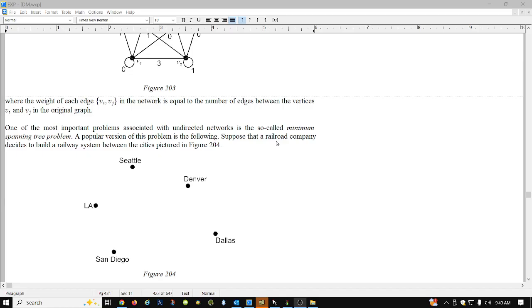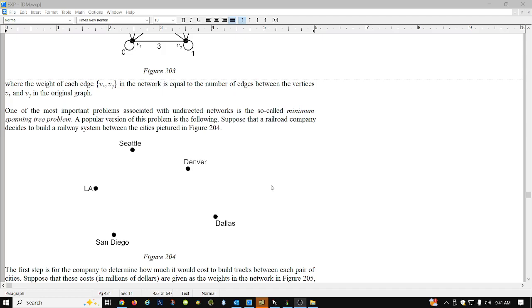One of the most important problems associated with undirected networks is what is called the minimum spanning tree problem. And a popular version of this problem goes like the following. Here is a collection of cities, and suppose that a railroad company wants to build a railway system between the cities. This would apply in other circumstances too. Could be airlines, could be trucking companies, could be UPS, whatnot.